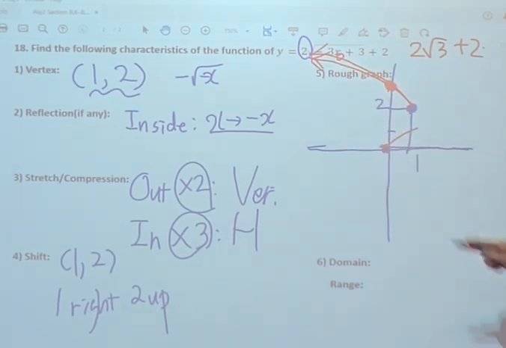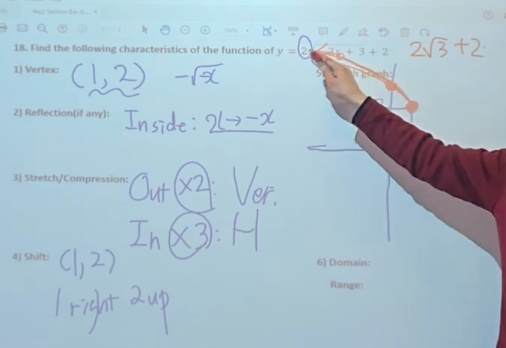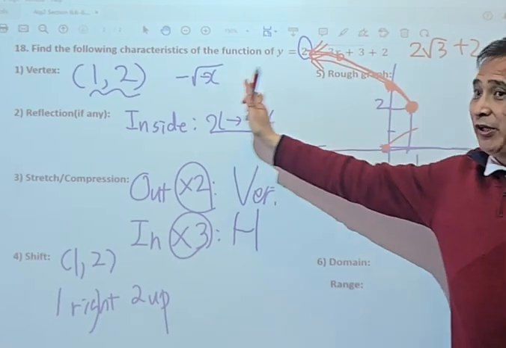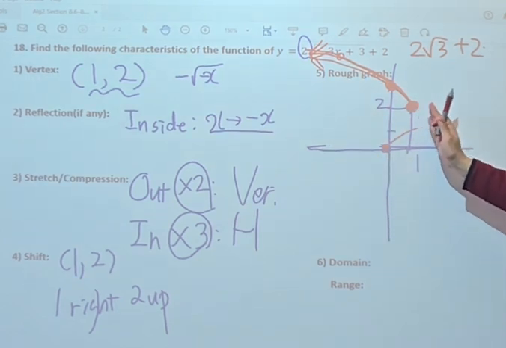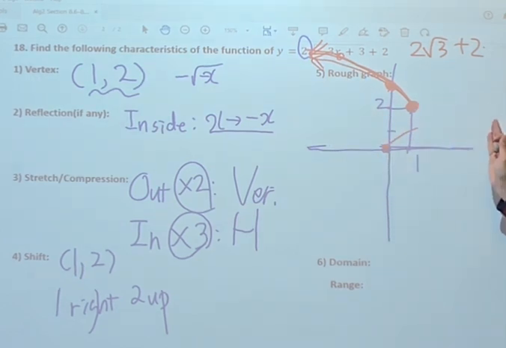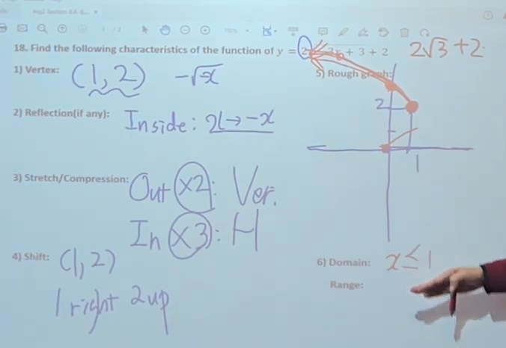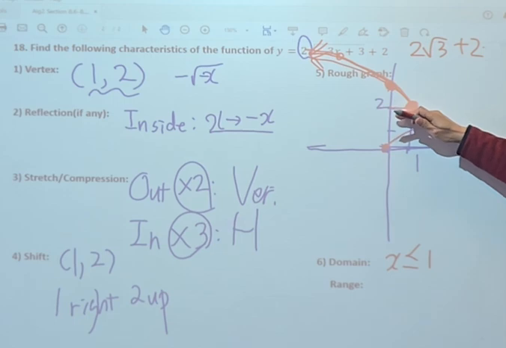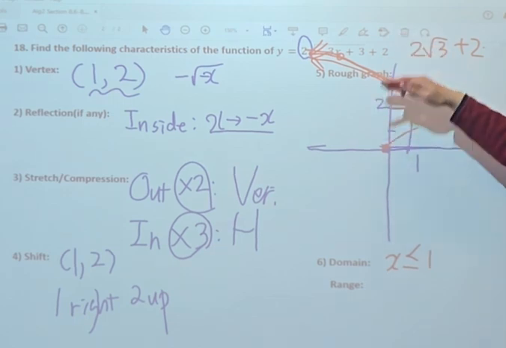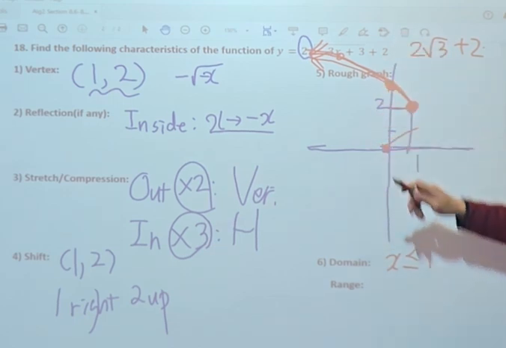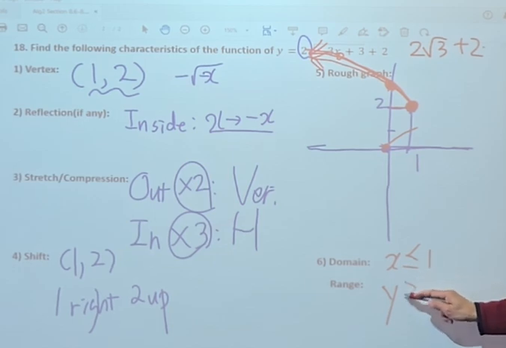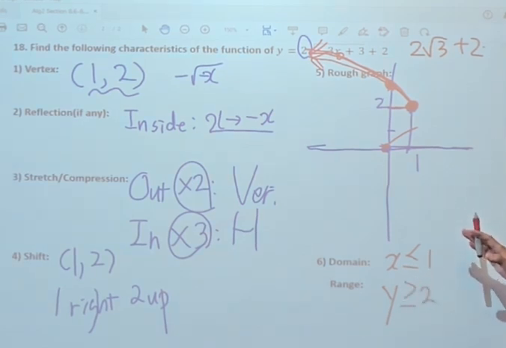Everybody got it? Now the domain means the possible x values. Starting right here, the graph goes like this, so x can be any number below here, but not bigger than 1. So x is smaller than or equal to 1; that's the domain. The range is the y values. Y is 2 at smallest, and anything bigger is possible, not smaller. So y is bigger than or equal to 2; that's the range. Everybody make sense on this? Yes.